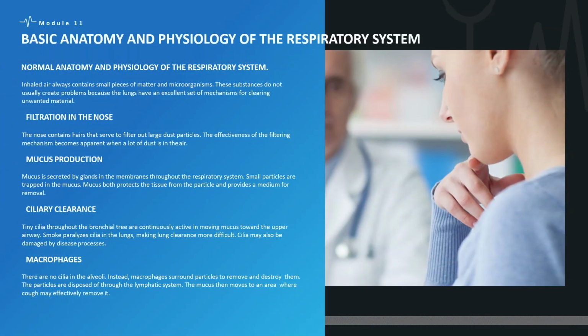Inhaled air always contains small pieces of matter and microorganisms. These substances do not usually create problems because the lungs have an excellent set of mechanisms for clearing unwanted material. Filtration in the nose. The nose contains hairs that serve as filters to filter out large dust particles. The effectiveness of the filtering mechanism becomes apparent when a lot of dust is in the air.